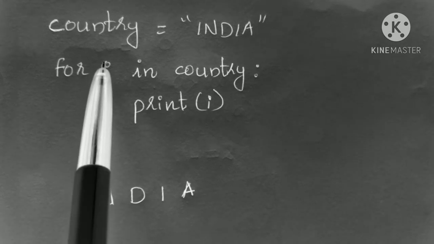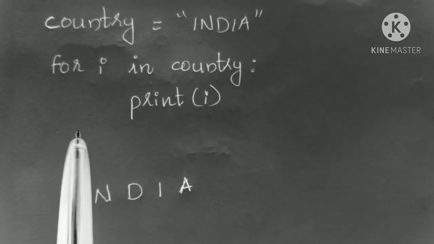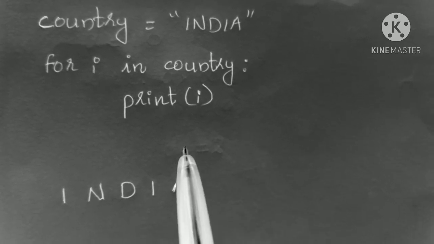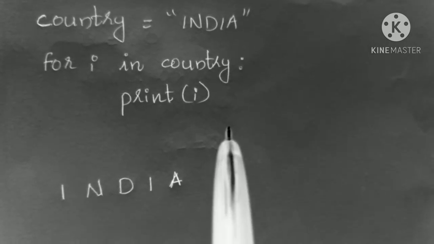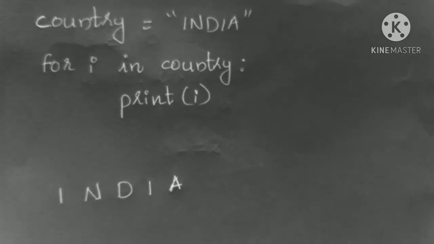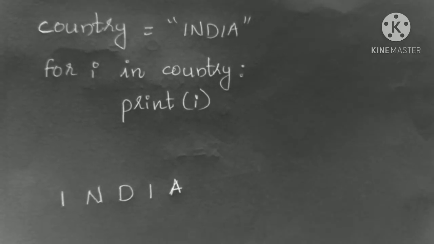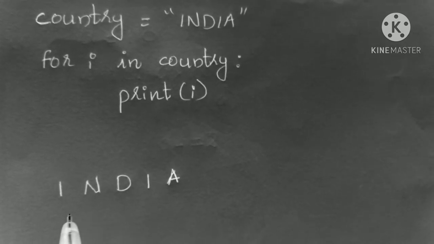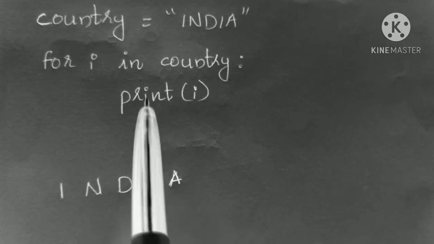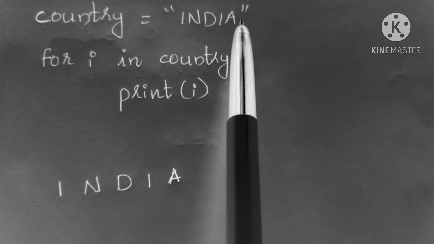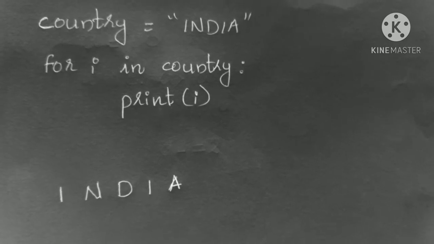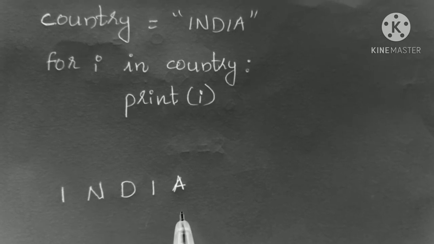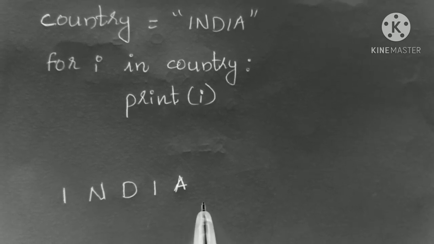See here, country is equal to India. Then for I in country, print I. So this for loop is different from the one that we discussed earlier. Here, for I in country means the value of I will represent each element of this country. What is country? Country stores the value India. So to find the output of this program, first we can write this India. Then for I in country.